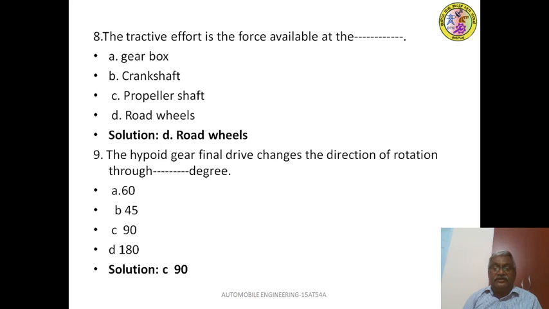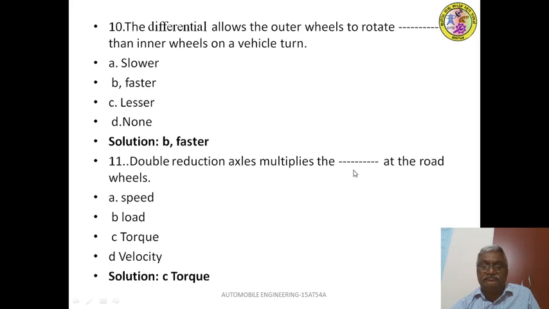The hypoid gear final drive changes the direction of rotation through 90 degrees. The differential allows the outer wheels to rotate faster than the inner wheels. Outer wheels rotate faster because this is a function of the differential. It allows the outer wheel to rotate faster and the inner wheels to rotate slower.